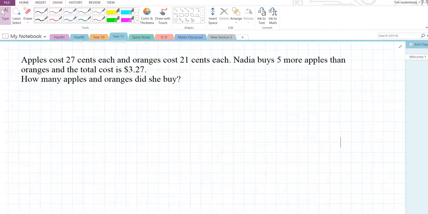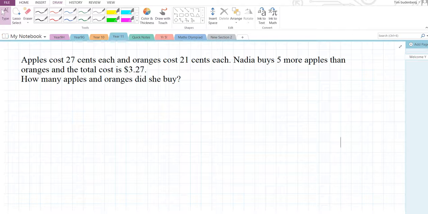Alright, one more. Apples cost 27 cents each, oranges cost 21 cents each. Nadia buys 5 more apples than oranges, and the total cost is $3.27. How many apples and oranges did she buy?